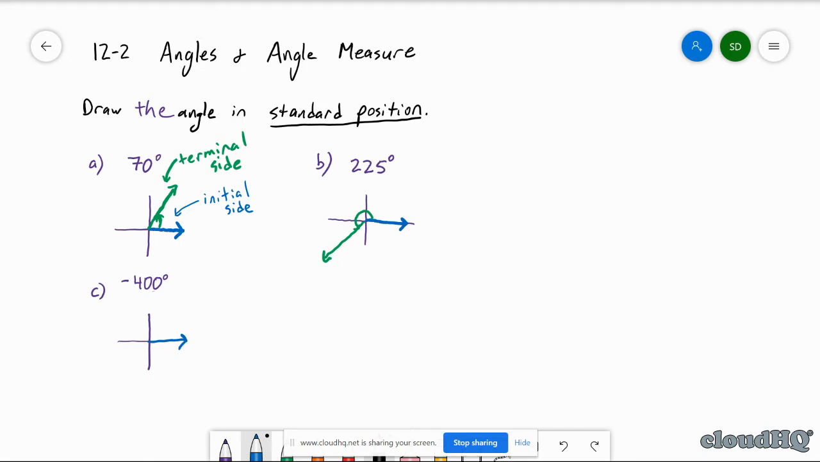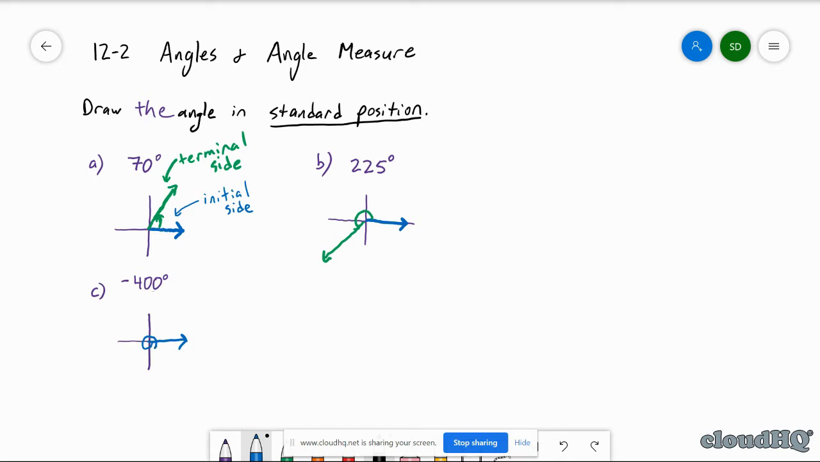What do you suppose is going to happen if we're going with a negative angle? Any guesses? We go clockwise. We go the opposite direction. 360 degrees is a full circle, and we're going more than a full circle, you might notice. So I will go all the way around, and then how far past? 40. So I would draw it this way.